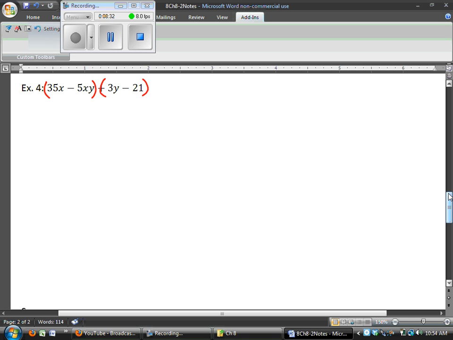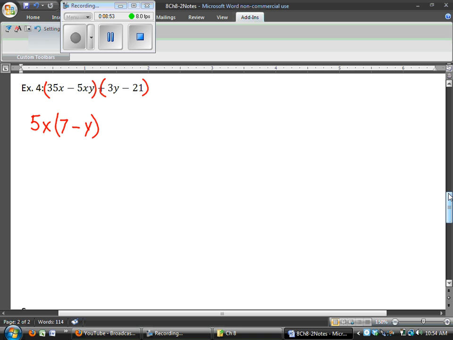Okay? Now, if I look at 35 and 5, I know that the greatest thing I can divide those both by is 5. If I look at x and xy, I know I can pull out an x. So I pull out 5x. 35 divided by 5 is 7. That x is gone. Minus 5 divided by 5 is 1. The x is gone, which means I only have a y left.